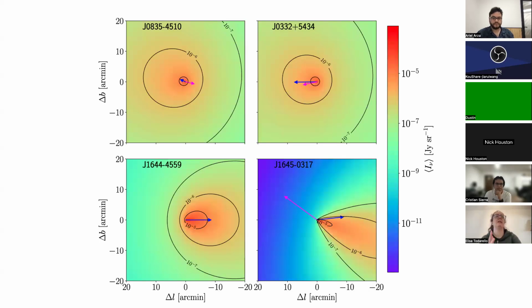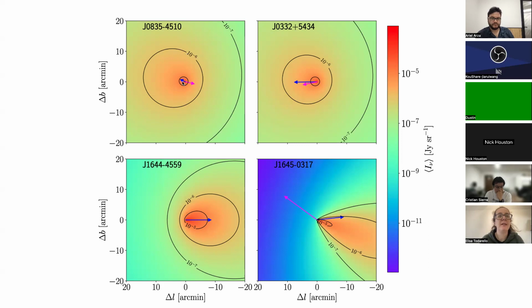So this is the result for four pulsars that we consider to be the most promising. Here I'm plotting the intensity at 400 megahertz. But basically what we want to see from this plot is how the echo is distributed on the sky. This is the front light echo. So this pulsar here is Vela, which is famous. It's the brightest pulsar we have at radio frequency. At 400 megahertz it is about 5 Jansky.